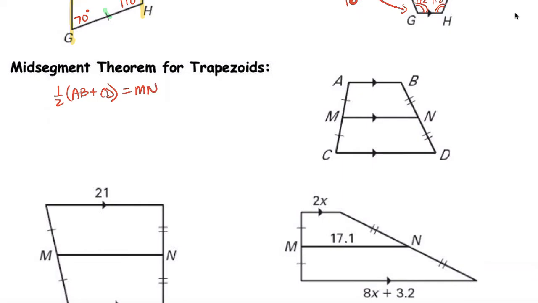Another way to see this would be to multiply by 2 on both sides, giving you that the sum of the two bases is equal to 2 times MN. So really, either way that you want to use this formula, that is what you're going to be doing. With that mid-segment, connecting those midpoints, it's halfway between those bases, and so it's going to be the average of their lengths.